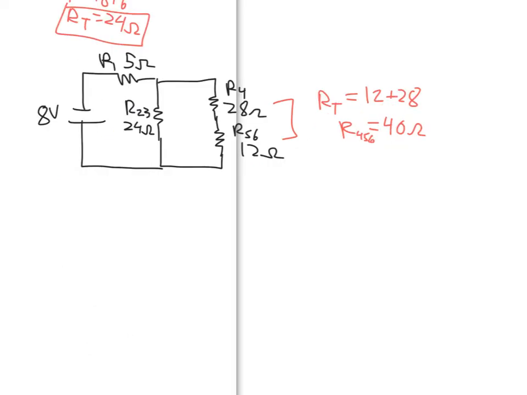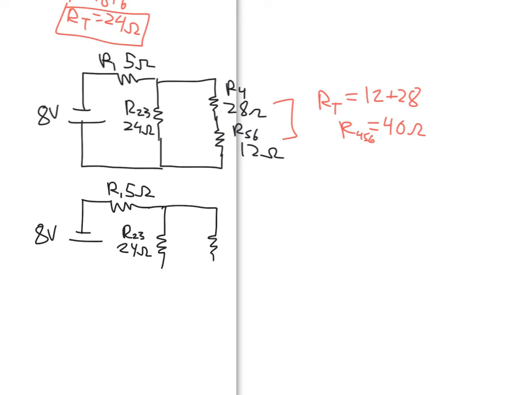So now I go ahead with redrawing my circuit. So we have my 8-volt battery here. I have R1, which is 5 ohms up top here. I have R23, which is 24 ohms. And now I have R456, which is 40 ohms.